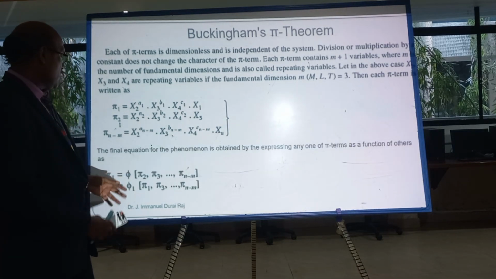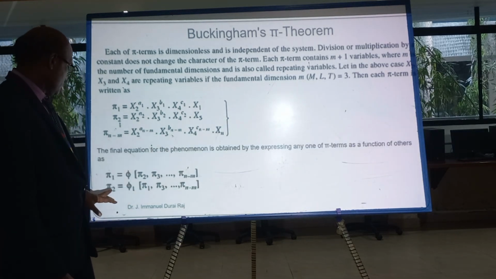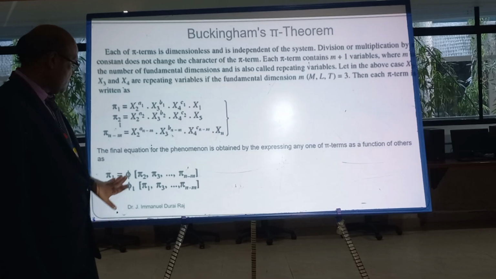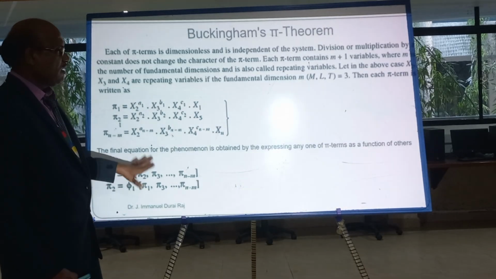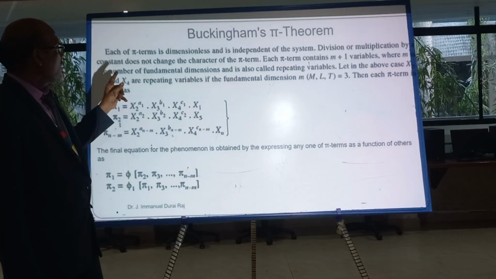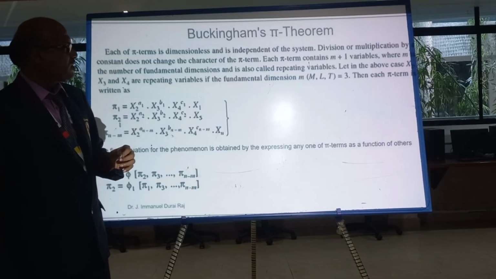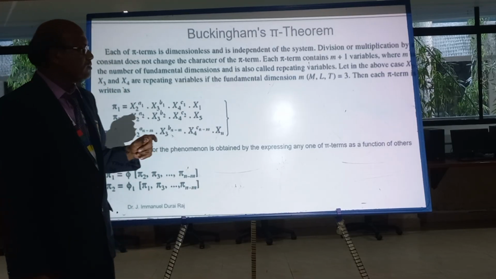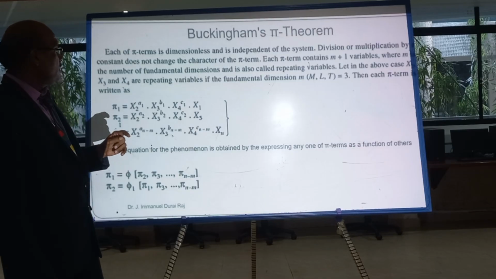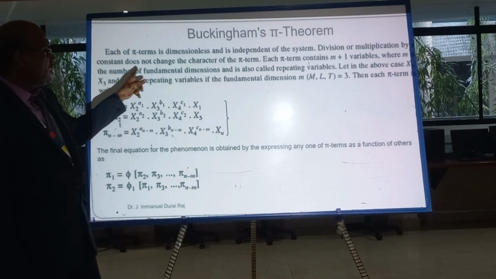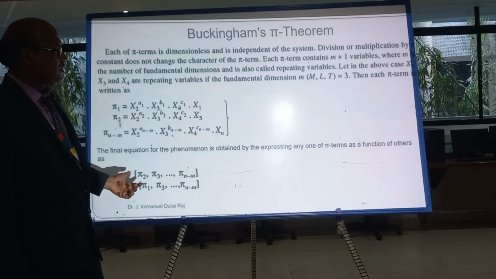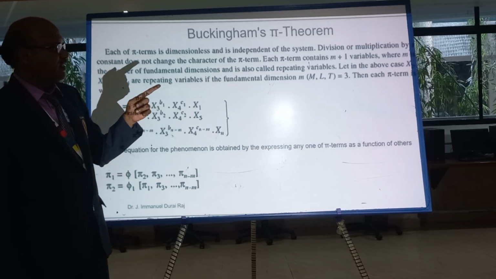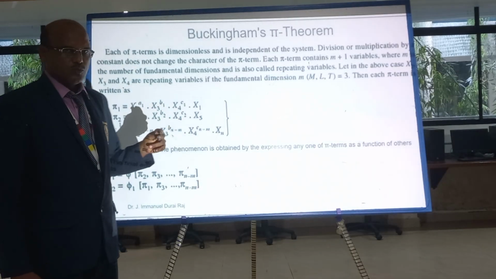The final phenomenon is obtained as a function of phi 1 like this. Phi means some constant. Still I will explain. Each of the phi terms is dimensionless and is independent of the system. Division or multiplication by a constant does not change the character of the phi term. Any multiplication will not change the character. Each phi term contains m plus 1 variables. Okay, m means 3.